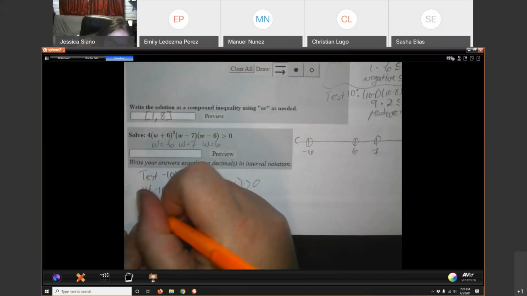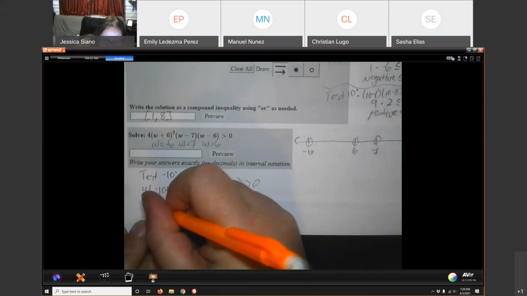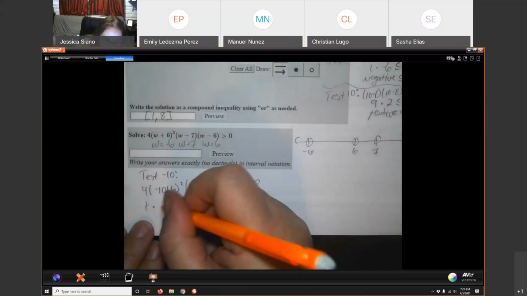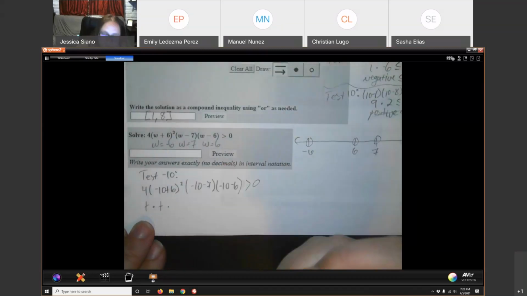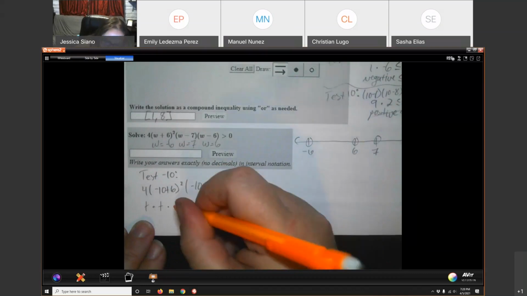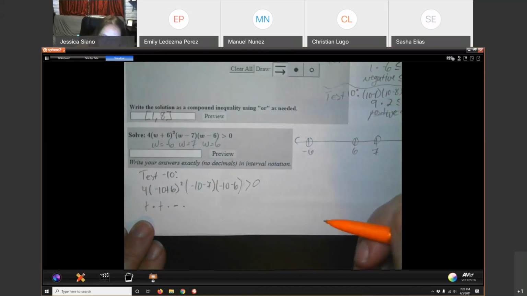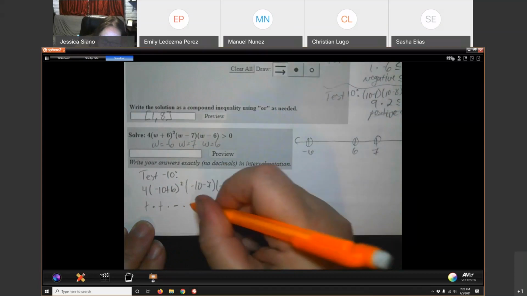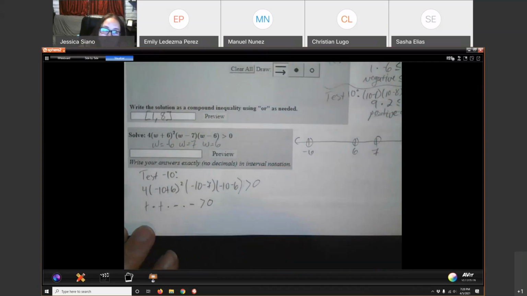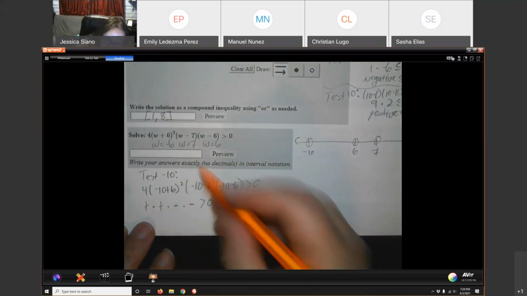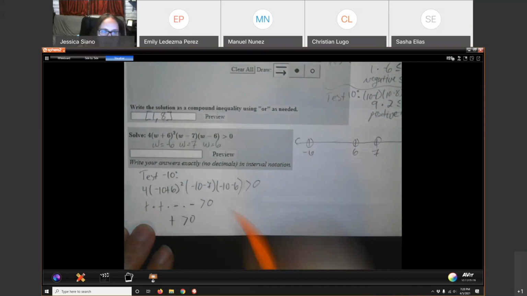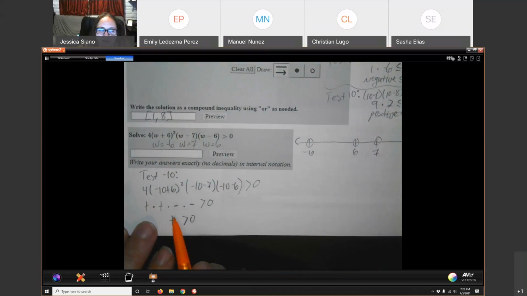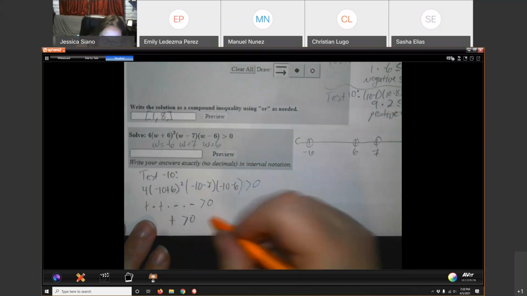But 4 is a positive number. Anything squared is going to be a positive. -7 minus 10 is going to be a negative. -10 minus 6 is going to be a negative. Positive times a positive is positive, times a negative is negative, times another negative is positive. And is it true that a positive number is greater than 0? Yes.